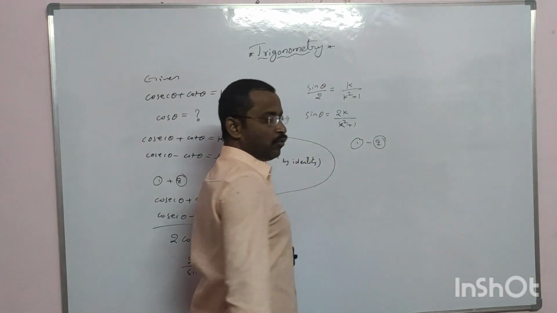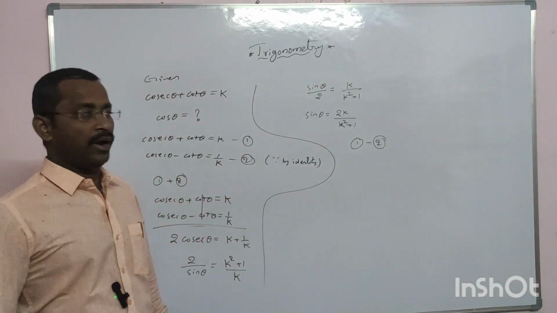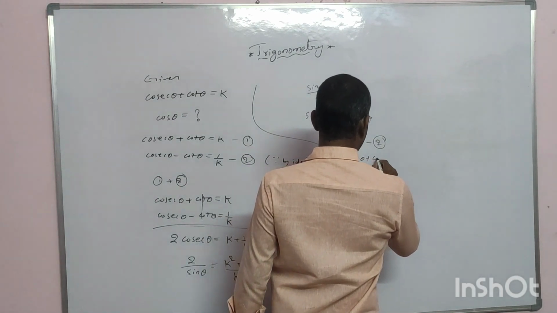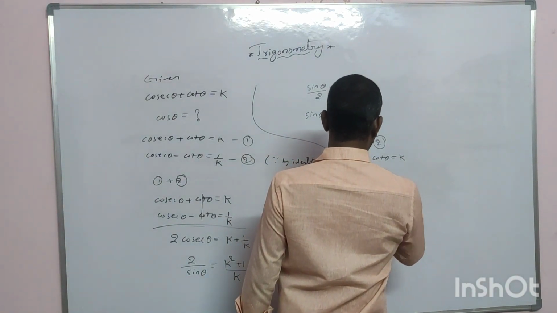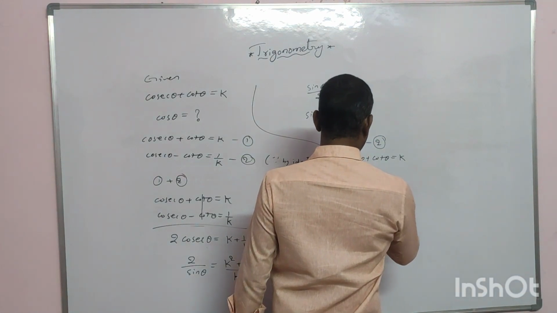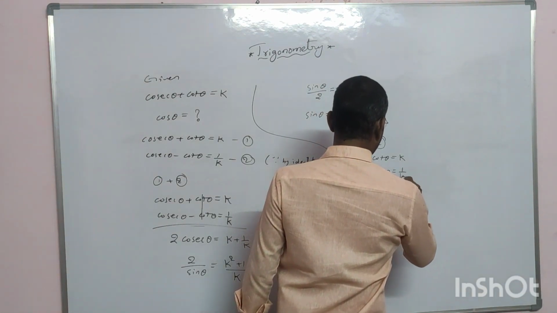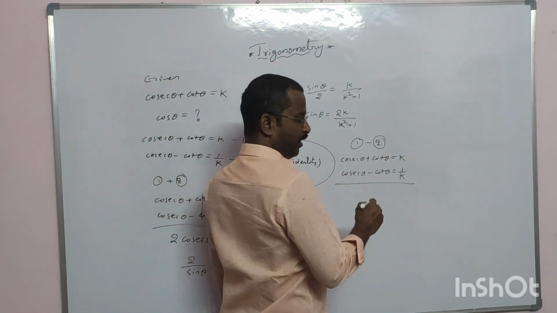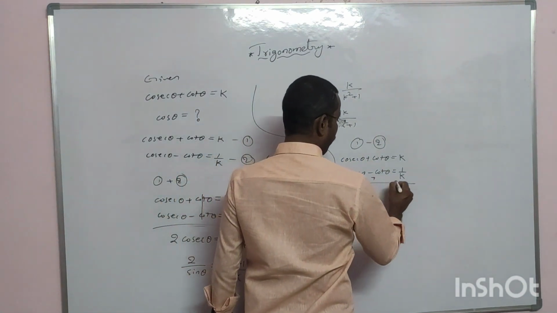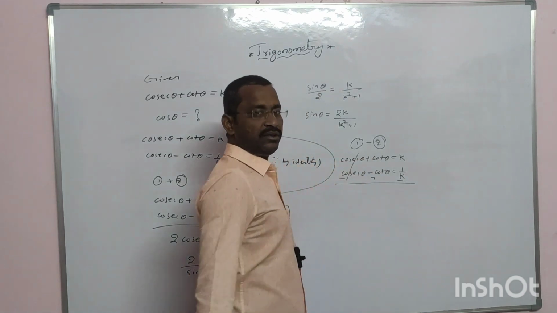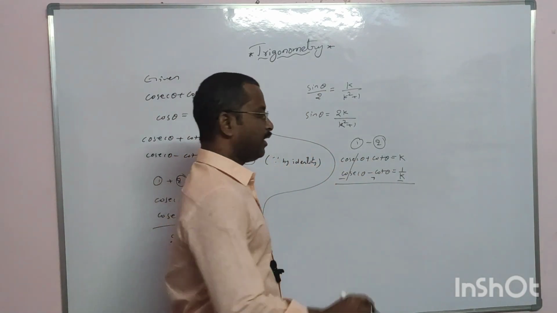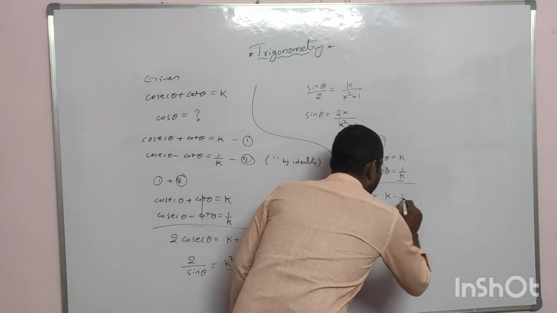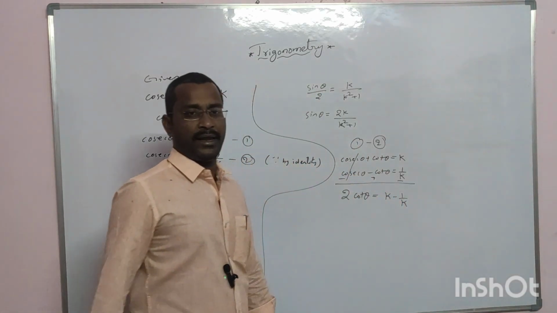Next, 1 minus 2. So far we did 1 plus 2, now we are doing 1 minus 2. So what is your 1? Cosec theta plus cot theta is equal to k. Cosec theta minus cot theta is equal to 1 by k. Now as you are doing minus, the signs will change. Cosec theta cancels, cot theta plus cot theta. What will come now? 2 cot theta is equal to k minus 1 by k.